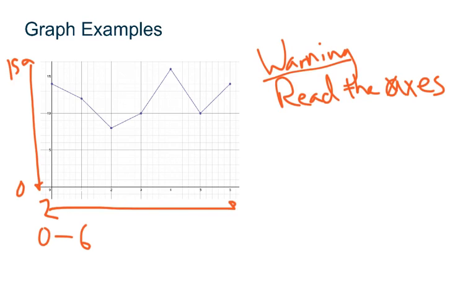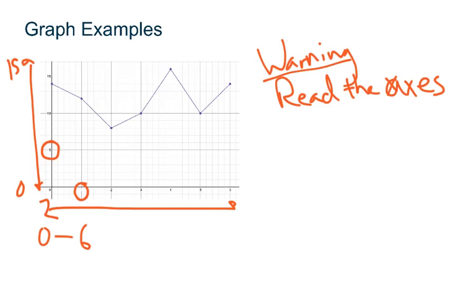So be careful of that, because especially if we're talking about real world data, sometimes these things down here might be days of the week, it might be months, it might be years, and then these numbers here could be a population in the thousands, they could be money, again, in the thousands or in the millions, or hundreds, depending on the situation. So make sure we read the axes and we understand what it is we're dealing with here.